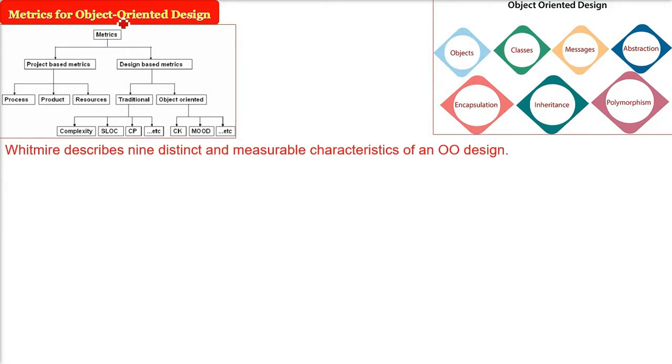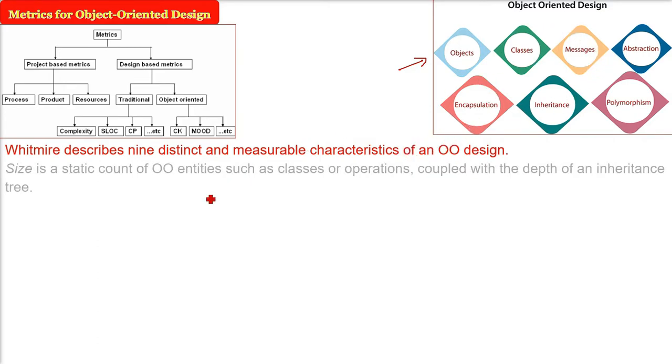Metrics for object-oriented design. Now, object-oriented design has a lot of concepts. We start with the creation of a class, then we create objects, then we have functions inside and attributes which are encapsulated. Then we have messages passing through classes. Then there is inheritance going on. There is polymorphism. So Whitmire describes 9 very distinct and measurable characteristics of an object-oriented design.